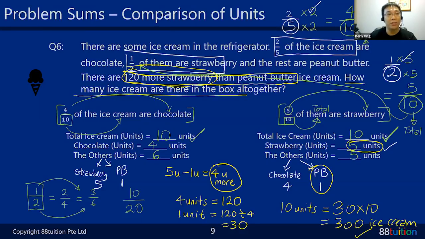Fractions are very, very important because fractions will come out in your primary 5. It will come out in your primary 6 also. So make sure that your fraction is very, very strong. If not, in primary 5, primary 6, you will have a lot of problems. So these 2 lessons, mainly on fractions, are very important because they are your foundation. So the answer here is 300 ice creams. Can you see or not?